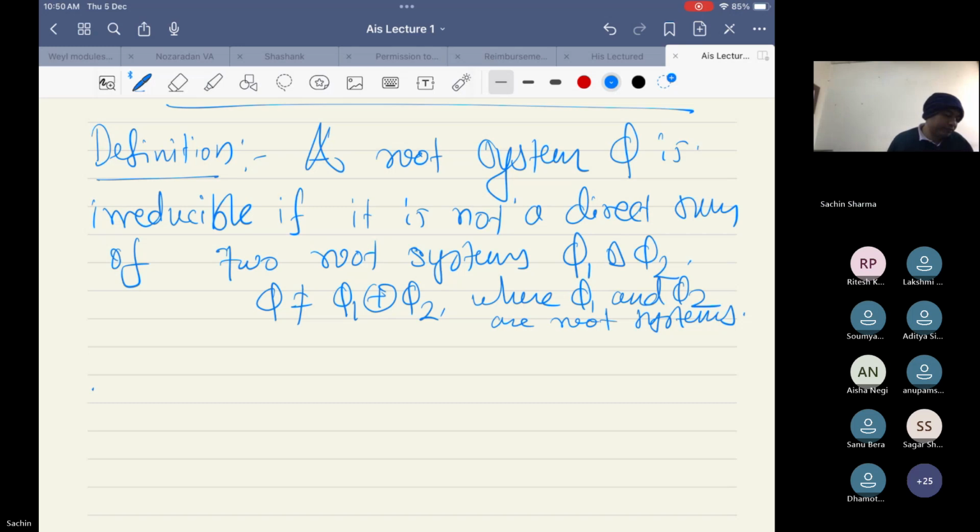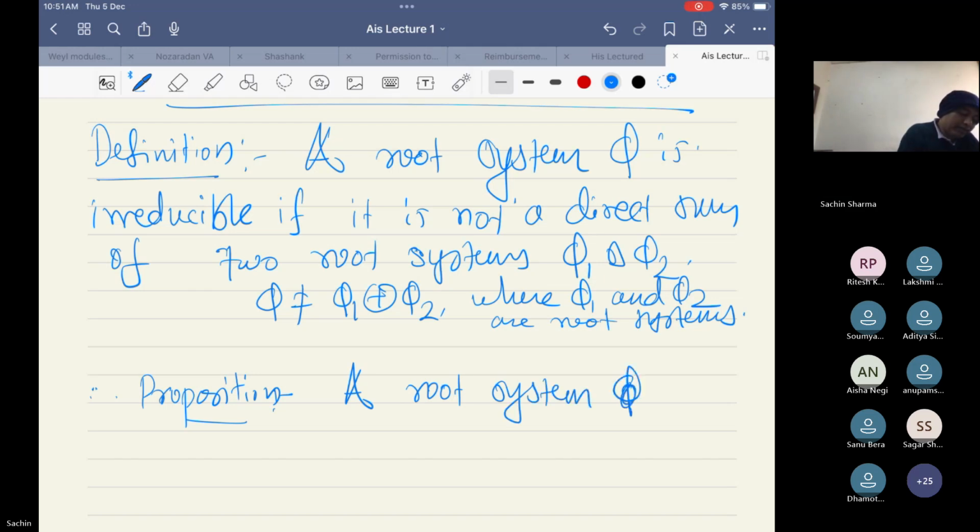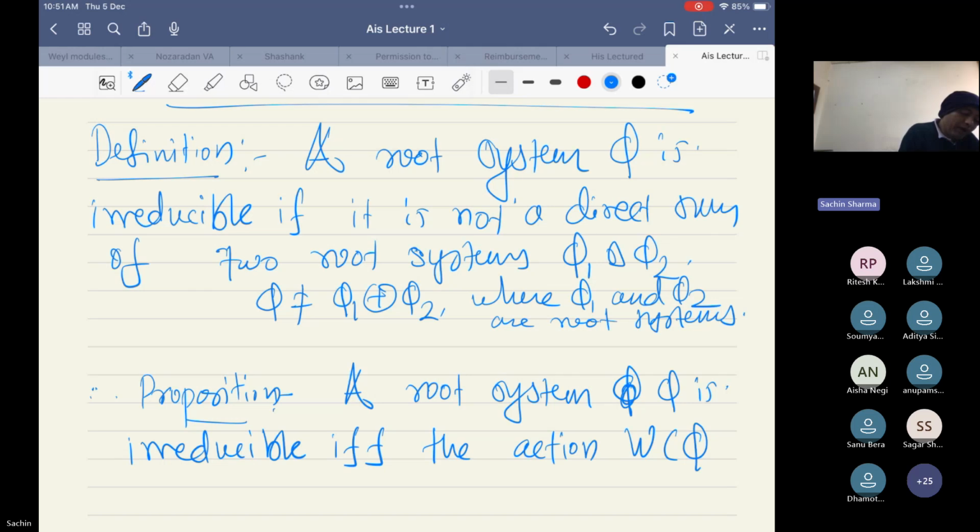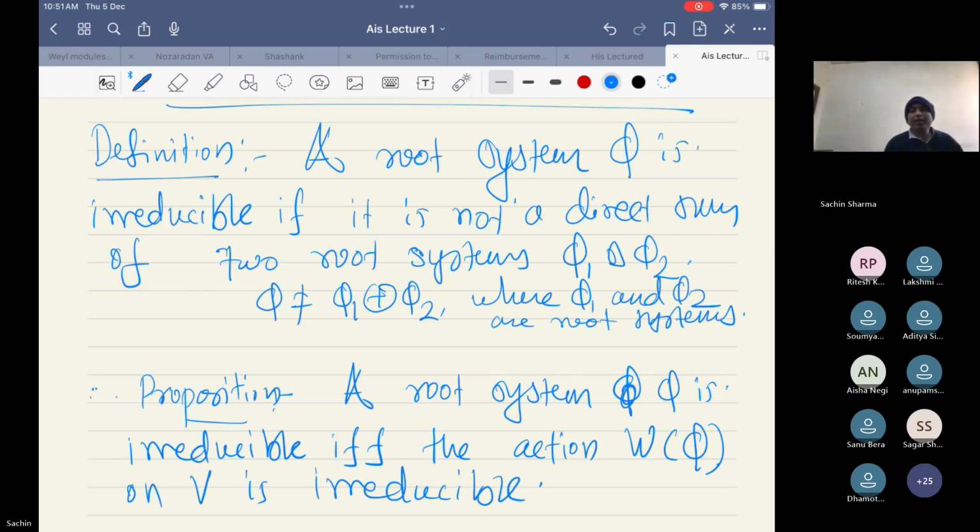Okay. So suppose you have, here is the next result, let us say a proposition: a root system phi is irreducible if and only if the action of W phi on V is irreducible.